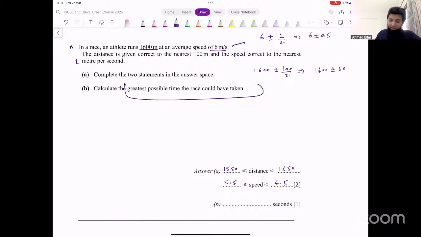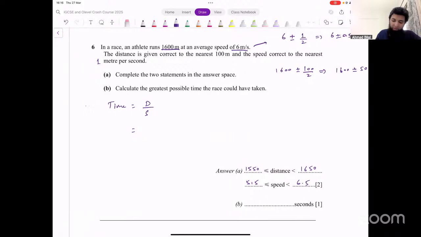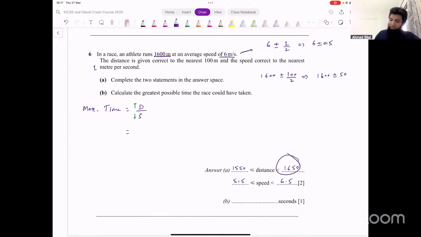Now it says find the greatest possible time the race could have taken. What's time equal to? Speed is equal to distance over time, so time is equal to distance over speed. If we want to find the greatest possible time, the maximum possible time, what do we want the numerator to be? We want the numerator to be as big as possible and the denominator to be as small as possible. So what's the numerator going to be? The maximum possible value of distance, that's 1650. Denominator, the smallest possible value of speed, that's 5.5, and that should give you the result.